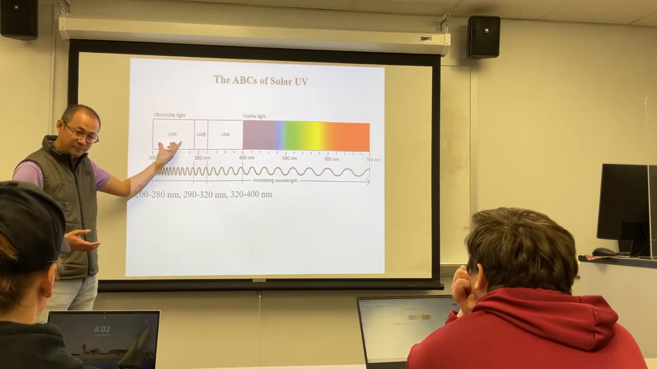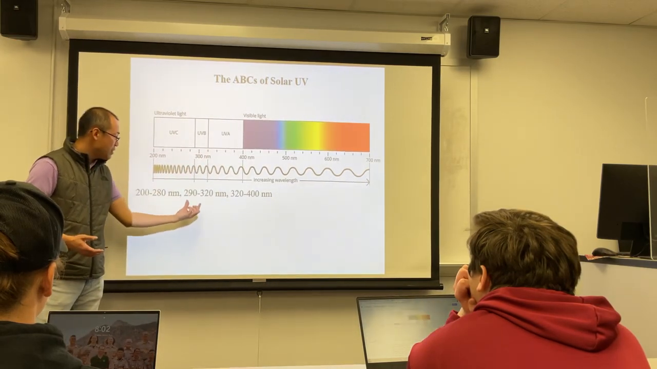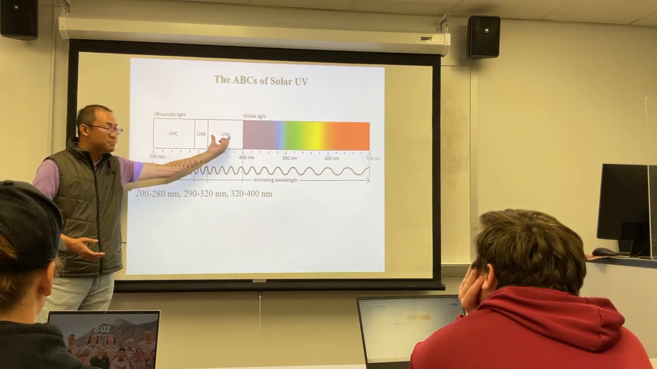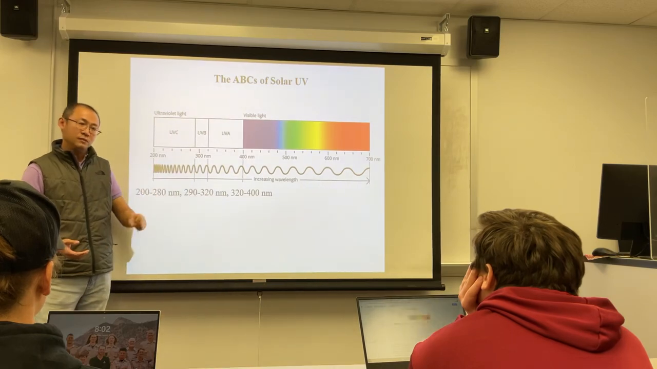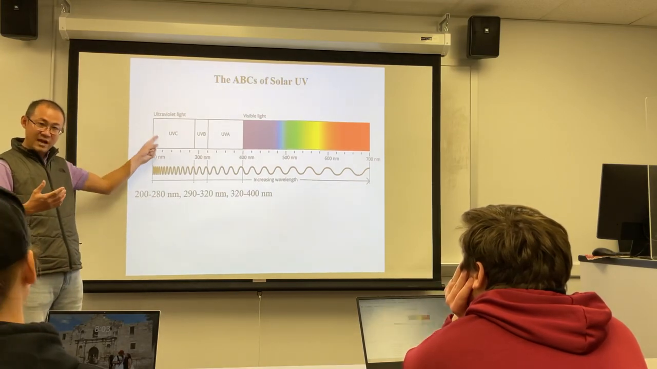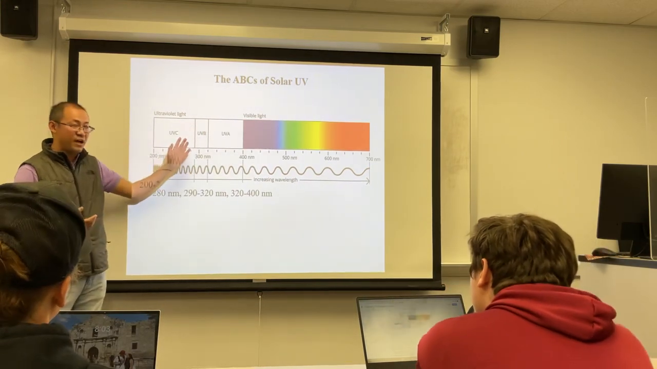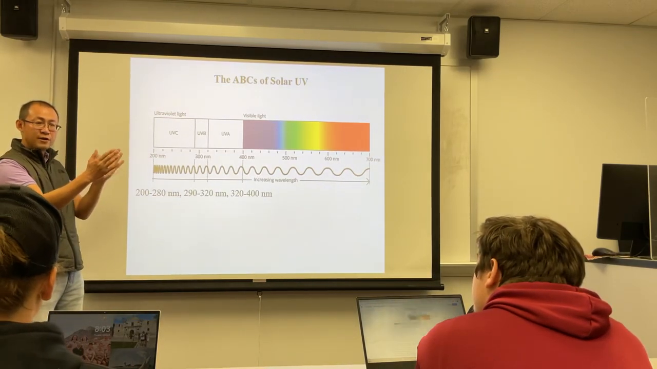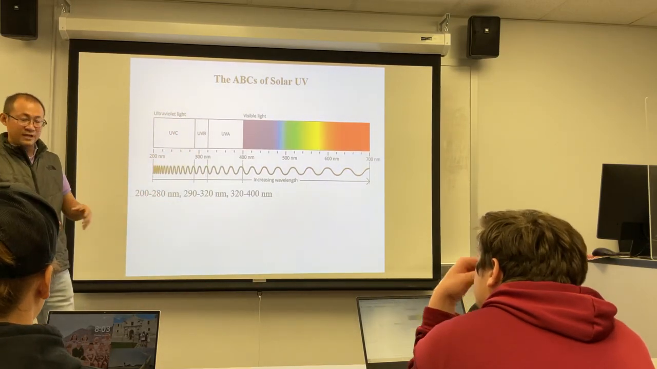The part from 280 to 320 we call UVB. The part from 320 all the way to 400 we call UVA. So A, B, C. Which one has the highest energy? UVC, because C has the shortest wavelength. You don't have to remember the exact numbers, but kind of know where they are. 200 to 280 is C, 280 to 320 is B, and 320 and higher is A.